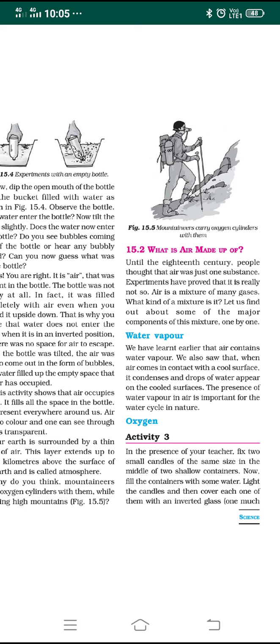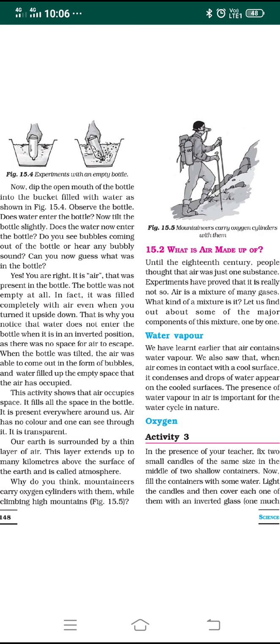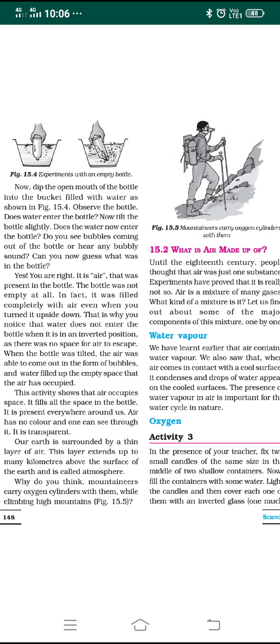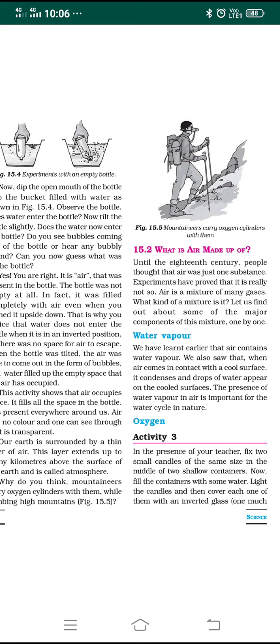So dear students, let me stop here and continue the remaining part of the lesson in the next class, which is a very interesting part. What is air made up of? We say air is present in our surroundings, a complete layer of air is present in our atmosphere. What it is composed of, let me explain in the next class.